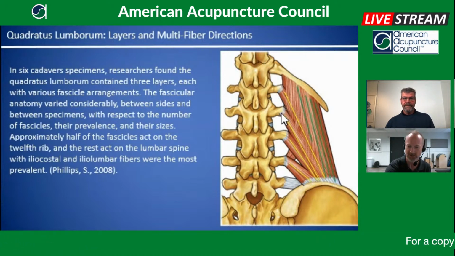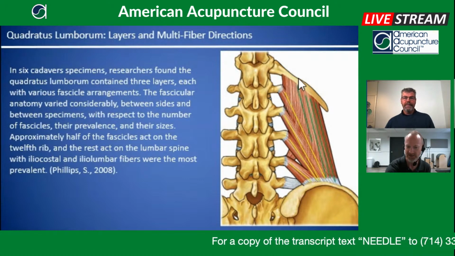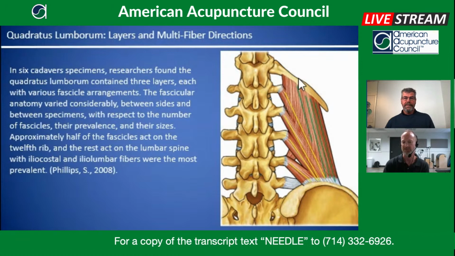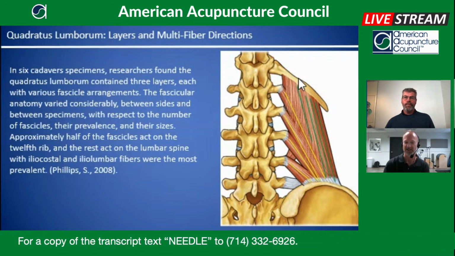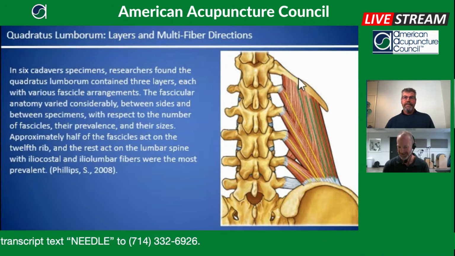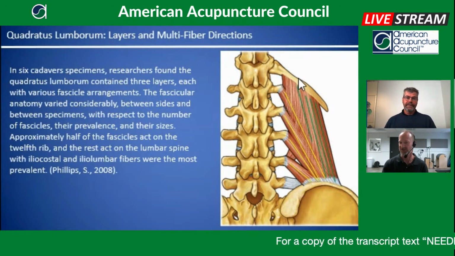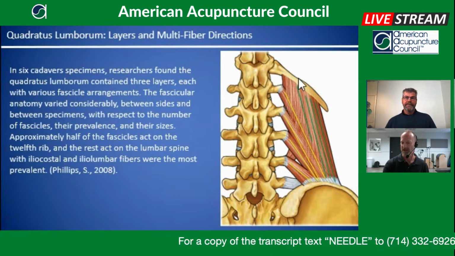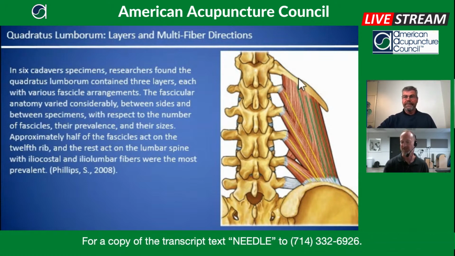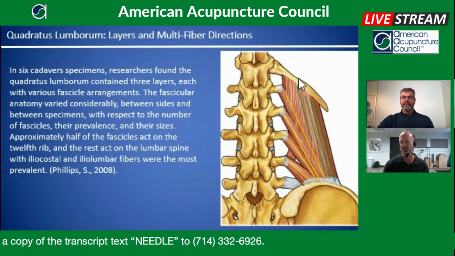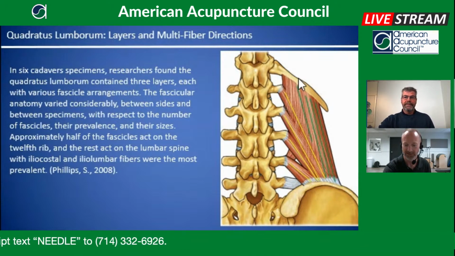The middle layer is the one that has the lumbocostal fascicles from the transverse processes to the 12th rib. You can't see those from this image, but they would be sandwiched in that middle layer. So do you have to memorize all these different fascicle arrangements? Not necessarily, but to understand the complexity of this muscle, it's important to remember that there are these various layers, some going from ilium to rib, some going from ilium to lumbar spine, some going from lumbar spine to the 12th rib. So it's very complex in its fascicle arrangement and size and everything.